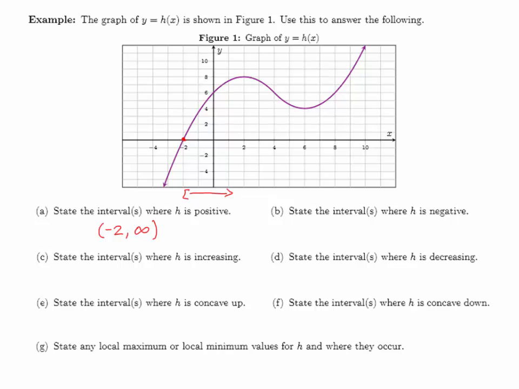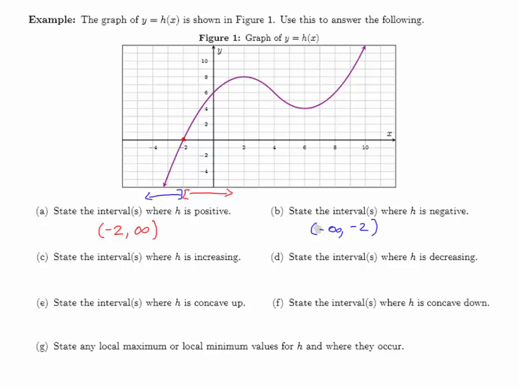In this next one, we're looking at where the function is negative, and so we can see that the function is below the x-axis for all values that are less than -2. So when we state those values of x as an interval, we'll write from -infinity up to -2, and again we'll use an open bracket on -2.